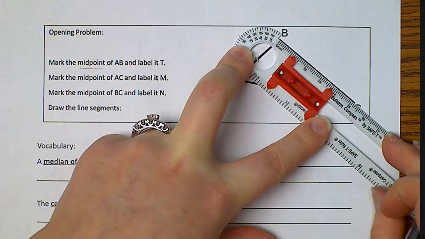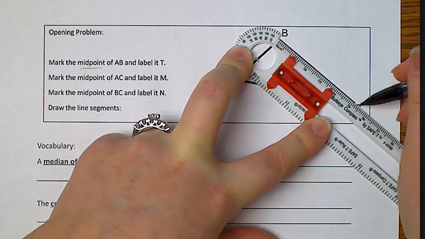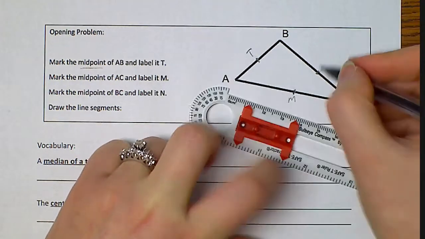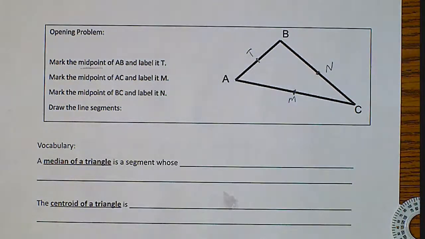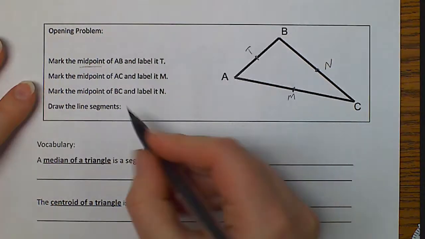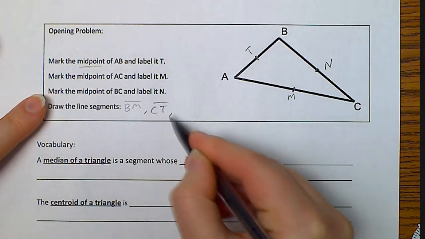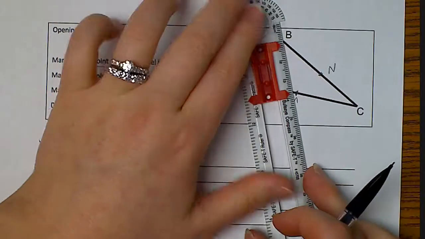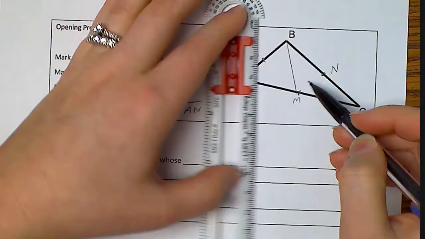And then last one, from B to C, I'm measuring about 5.3, so half of that. Here we go. So the first thing that you're going to do is find the midpoint of each segment. And then you're going to draw each of the line segments. So from B to M, C to T, and A to N. Those are going to each be your medians.